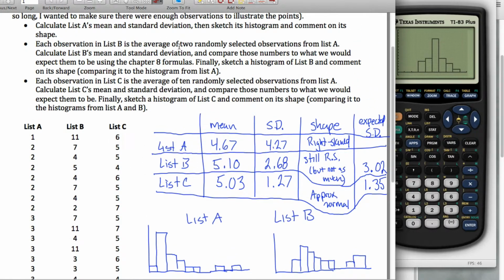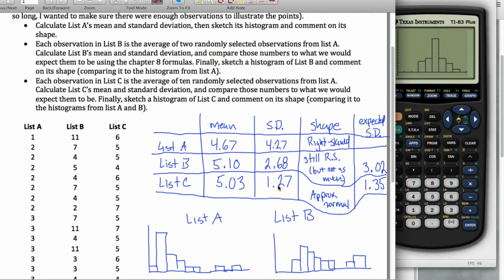Calculate the mean and standard deviation for A. Sure, no problem. Sketch its histogram. Got it. Comment on its shape. Looks right skewed to me. Each observation in B is the average of 2, so N is 2. Calculate the mean and standard deviation. Got those. And compare it to what you would expect it to be. Close enough. 2.6 versus 3.0. I mean, it could be closer. But it's not bad. 2.7 here is certainly closer to the expected value than it was to the 4.2 that we had from list A.